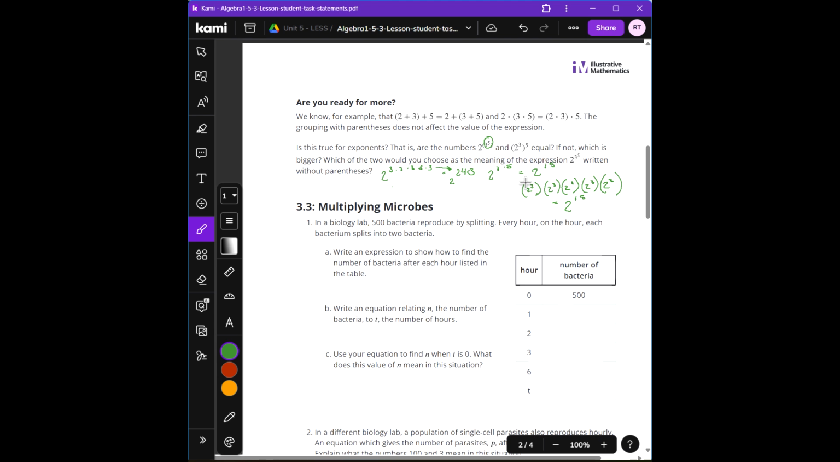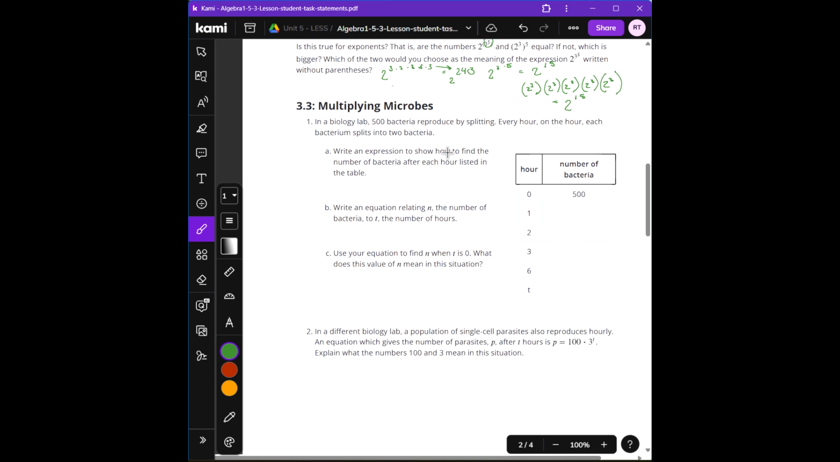And so which would you choose as the meaning of the expression 2 to the 3 to the 5 written without parentheses? And that's going to be 2 to the 243rd. Okay, which is huge. All right, let's look at the next one.